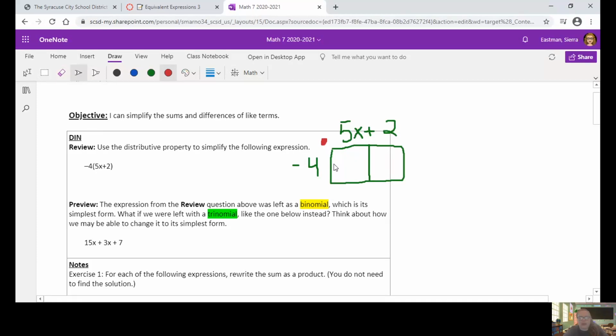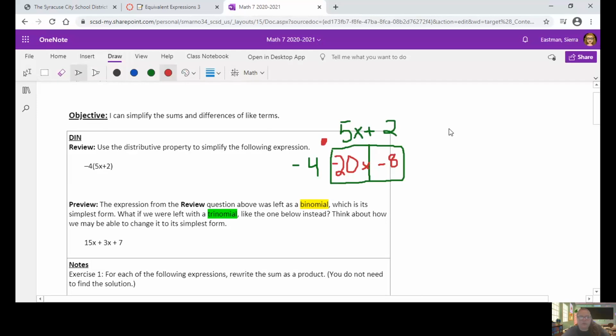Okay, there's my little multiplication symbol. -4 times 5x gets me a -20. And then the x stays the same. We don't quite know what that x is going to be yet. -4 times that +2 gets me a -8. And then if I was going to rewrite this, I would write it as -20x plus that -8. Okay, we can't forget about our symbol right in the middle there.